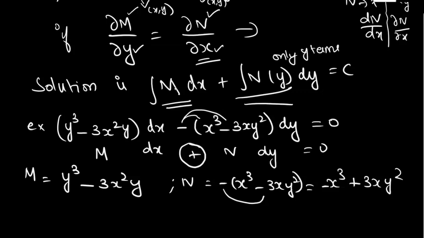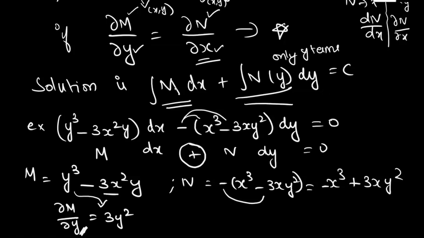So we've got M, we have got N. Now what we have to do? We have to check this condition. We are going to differentiate M with respect to y. So only y terms we are going to differentiate; x terms are just constants. So y cube differentiation is 3y square. This minus 3x square is just a constant.